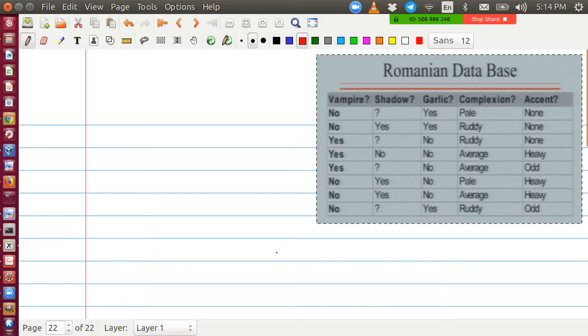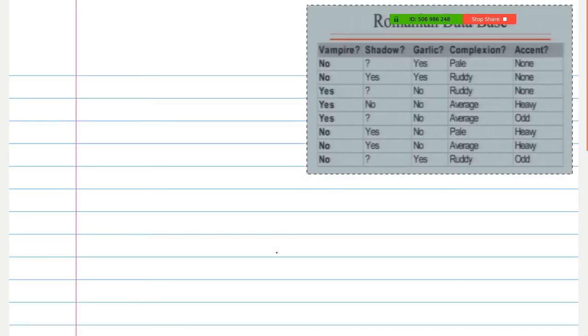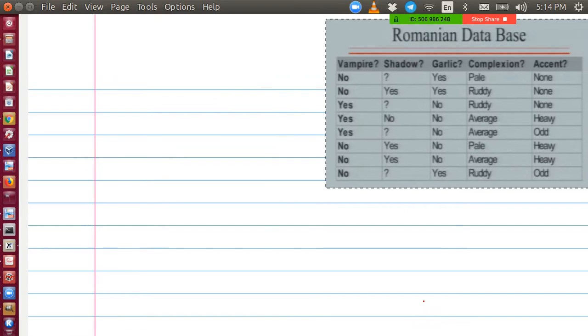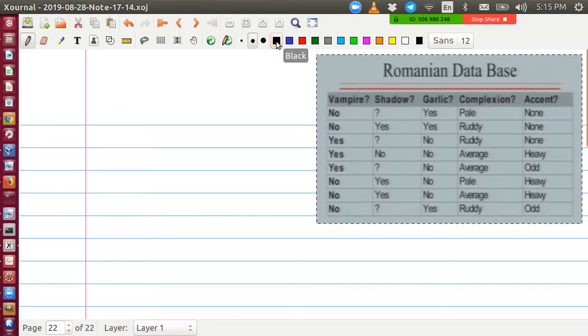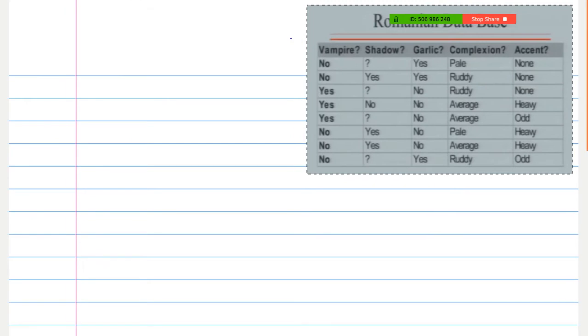Here is a very dummy toy example: we're trying to recognize a vampire, and there are some characteristics of a vampire, so it's a classification problem. For example, whether the vampire has a shadow or no shadow, whether it's afraid of garlic or not, what kind of complexion his skin has, like pale, ruddy, average, and so on, and whether he has an accent, a strong accent, an off accent, basically no accent and heavy accent.